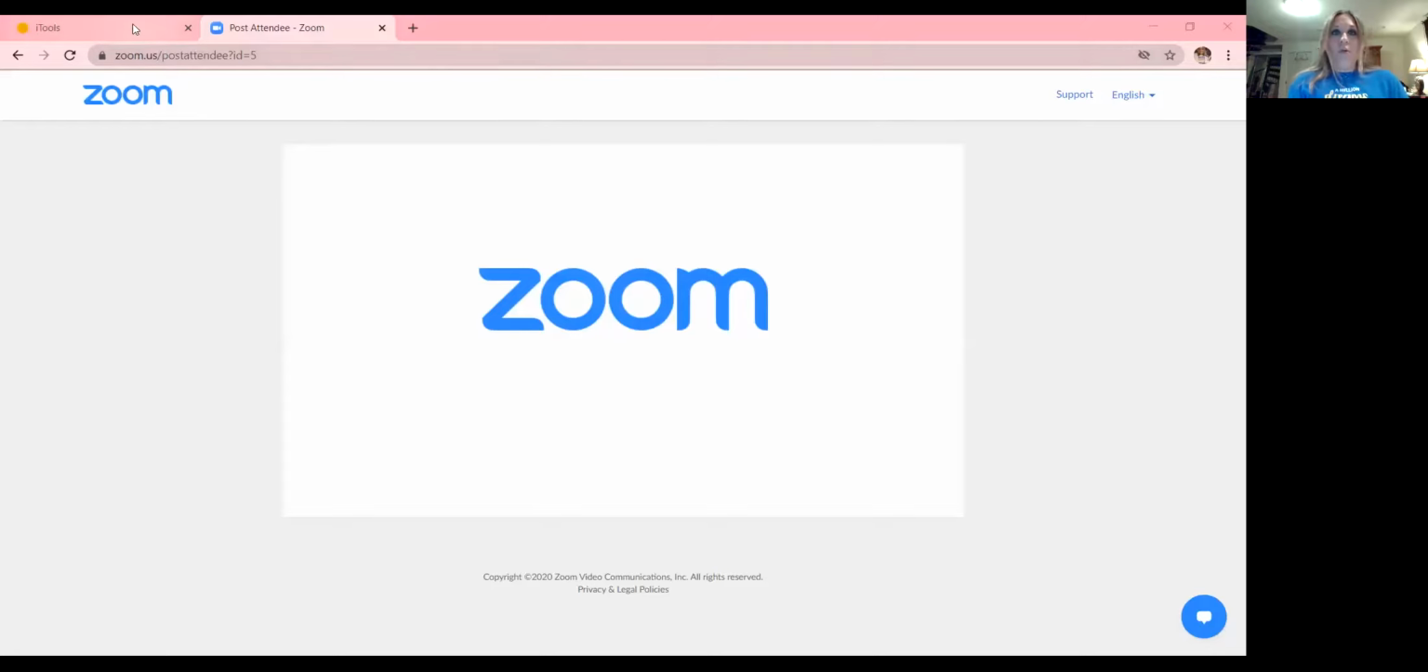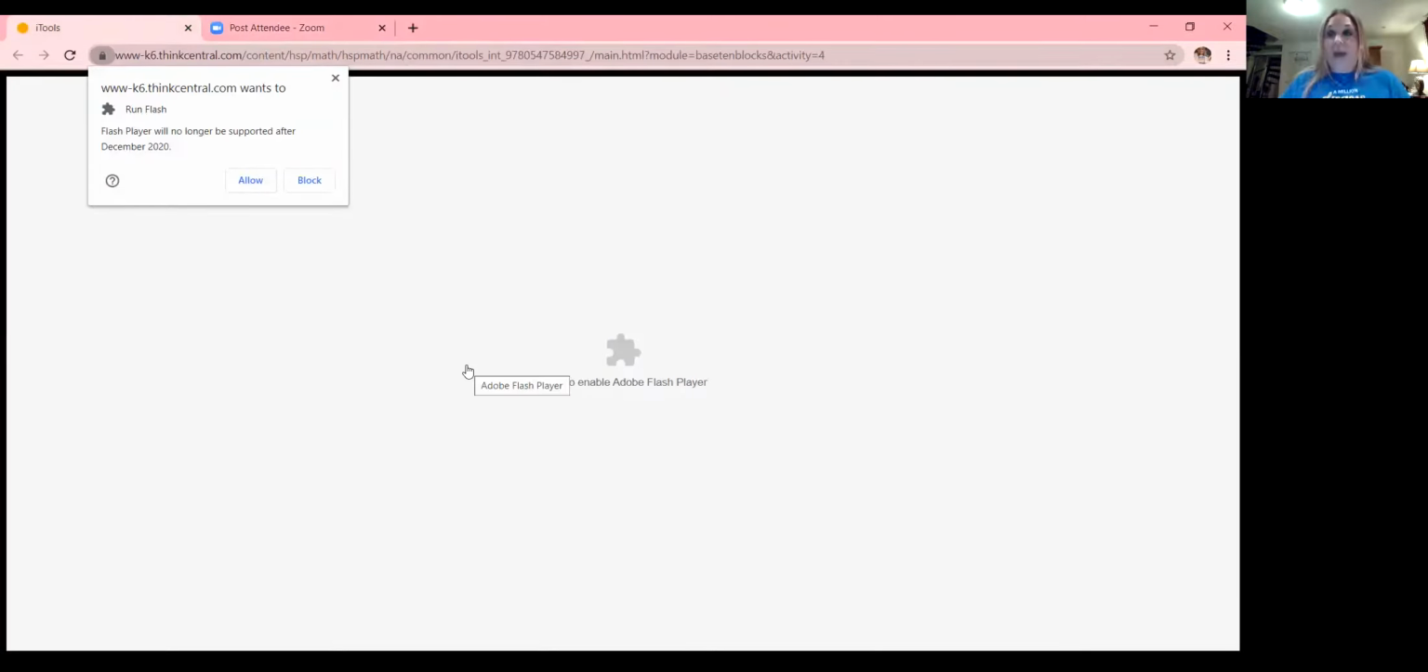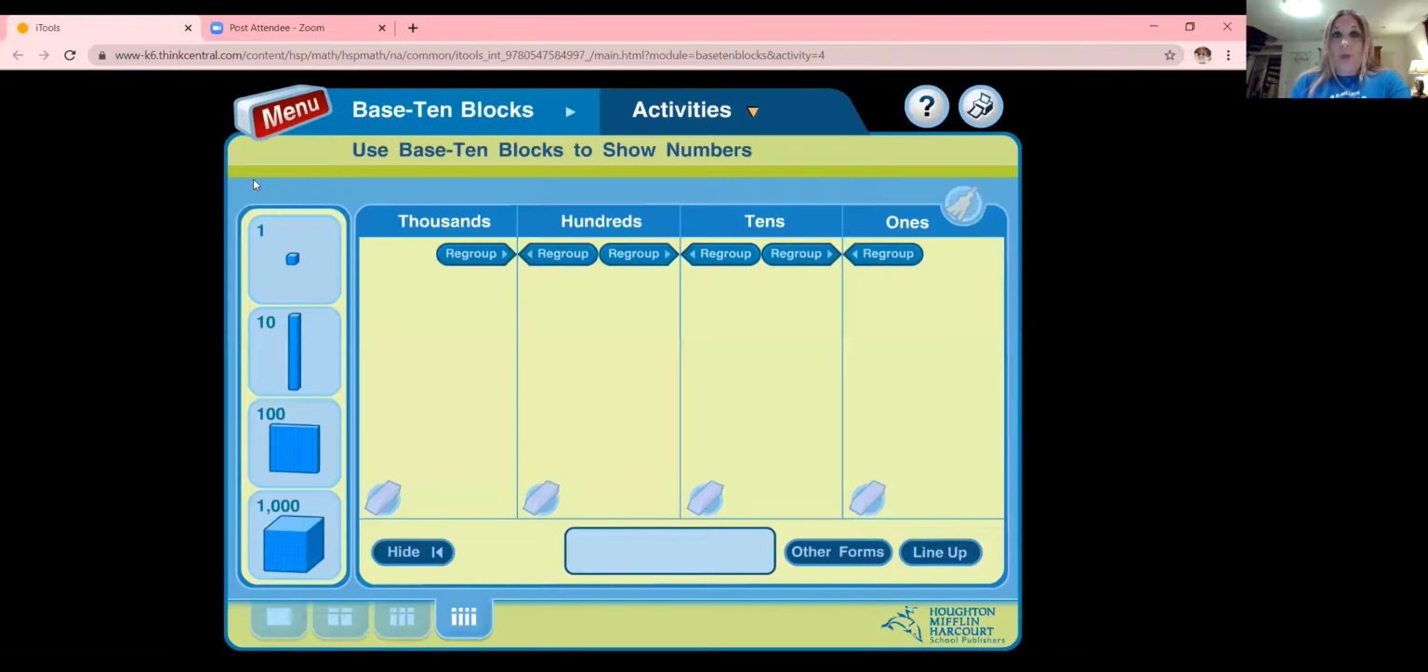When you pull up iTools in GoMath and Think Central, you will probably see a screen that says, click to enable Adobe Flash Player, with a gray puzzle piece. So I will click that puzzle piece. Sometimes it doesn't work, so double click it. In the corner, you will see a button that says Run Flash. You want to allow that. Once you do that, you will see a place value chart. Here's my ones, tens, hundreds, and thousands. And I can start to multiply times 10 and divide by 10.